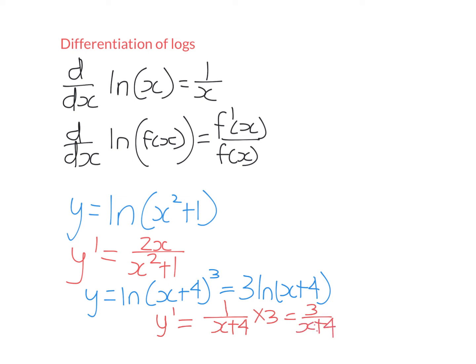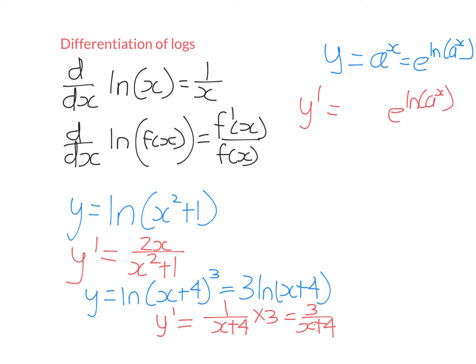So it turns out we can use this to differentiate functions of the form y equals a to the power of x. So how do we do that? We're actually going to write it as e to the power of the natural log of a to the power of x. See, the way we differentiate e's, remember, is we keep the e and the power the same, and we multiply by the derivative of the power.